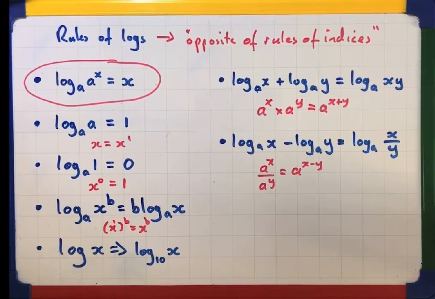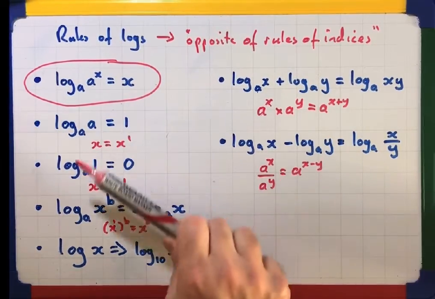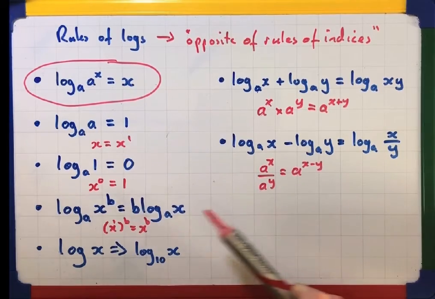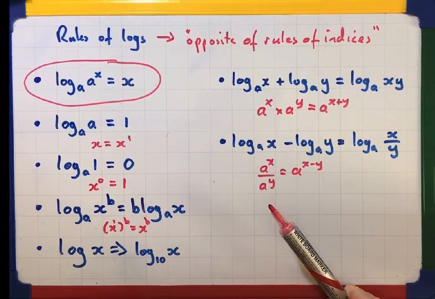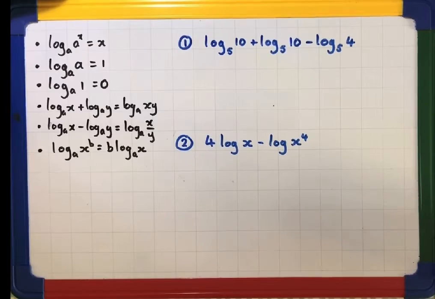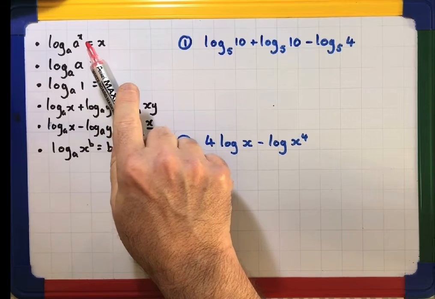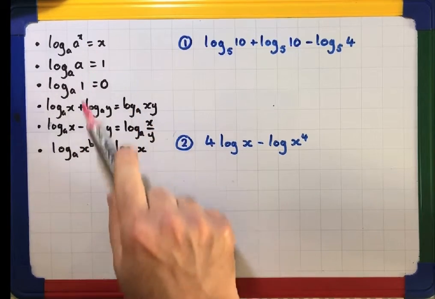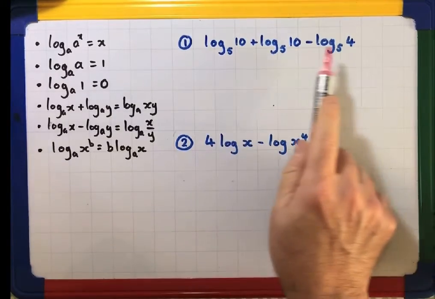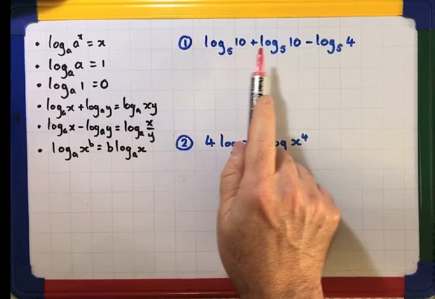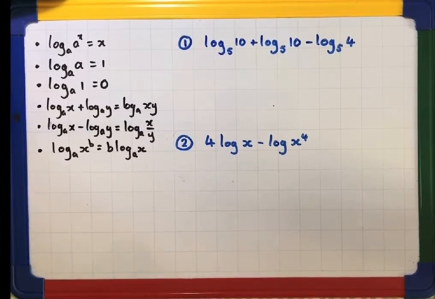Okay, what we're going to do next is look at using these rules I've written down here for you with a few examples. I've put the rules down the side here so you can see them. If we look at the first example there, remember these are all logs to the same base. They're all to the base 5, which is fine.